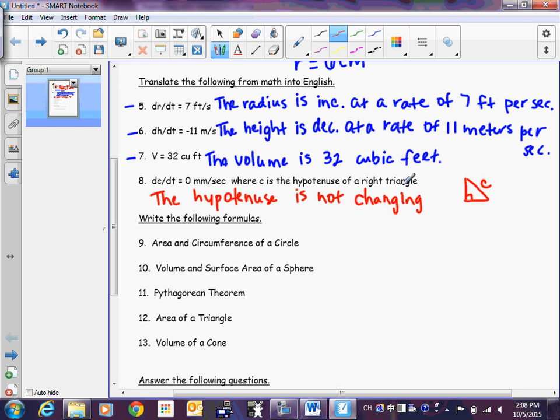Is the ladder, which is the hypotenuse, changing height? Is it getting shorter or taller? No. Everything else in the problem is changing, but the hypotenuse would not be changing. Ladder problems are real classic related rates, and we'll see some of those this week.